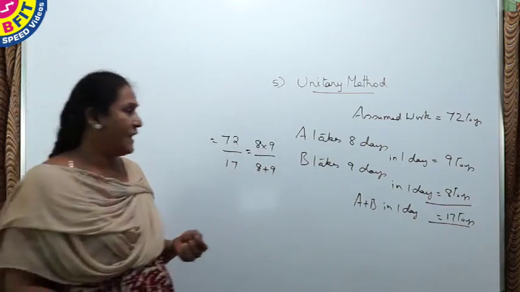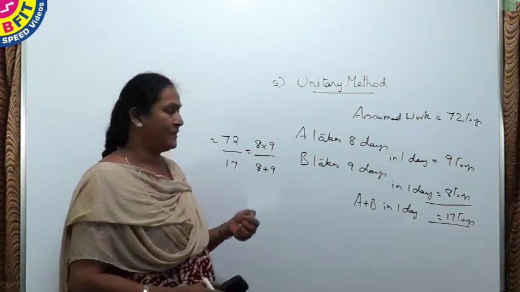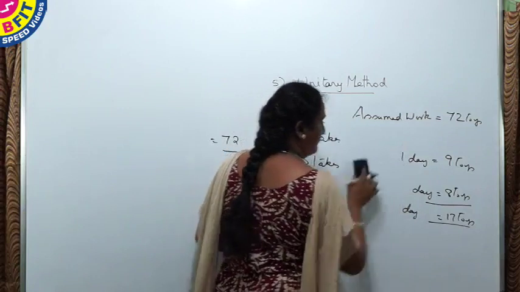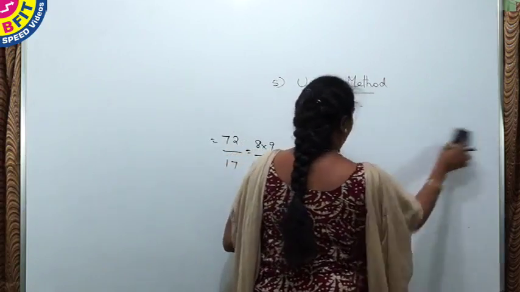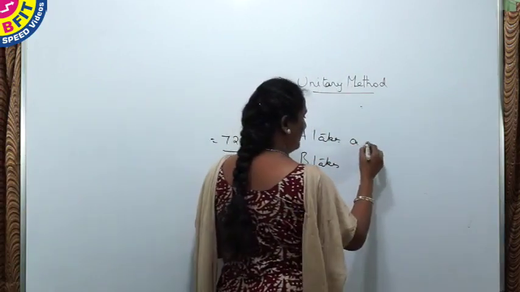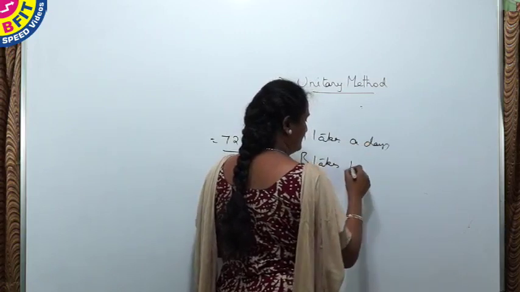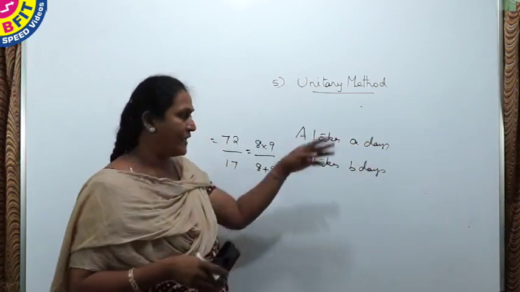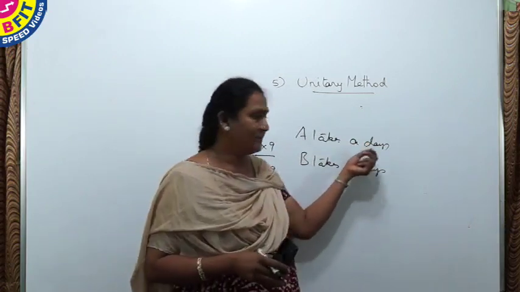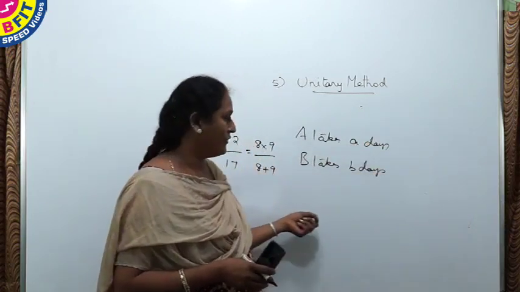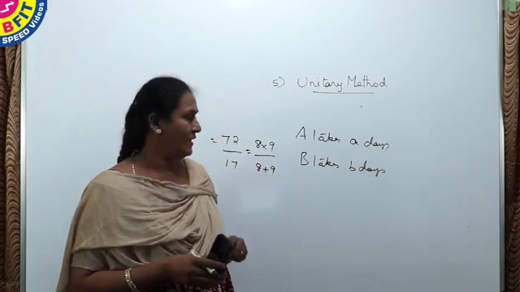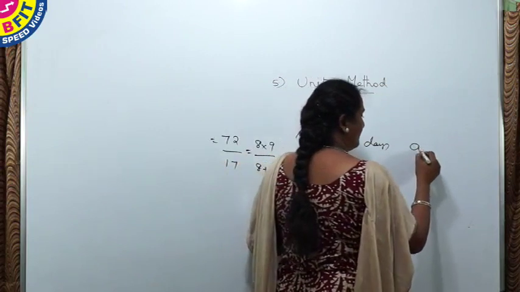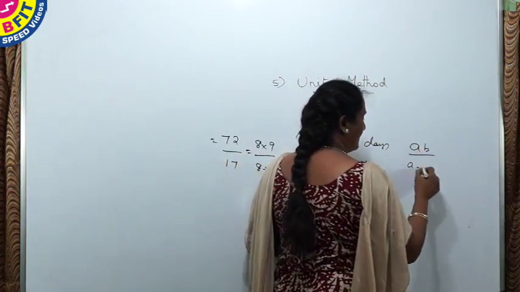Say suppose if A takes A days and if B takes B days, so for 2 persons, instead of taking LCM and seeing what is the work done by A and B and what work is done by both together in 1 day, instead of doing all this, you can just use AB by A plus B.